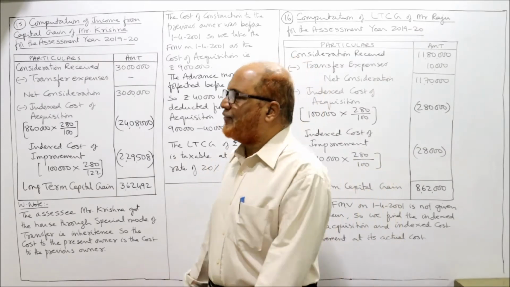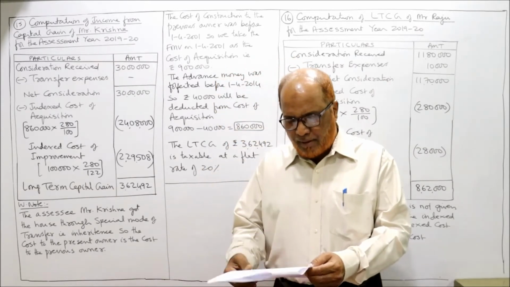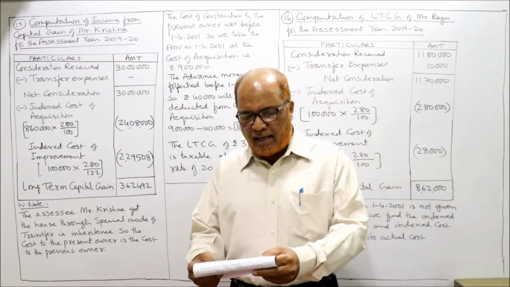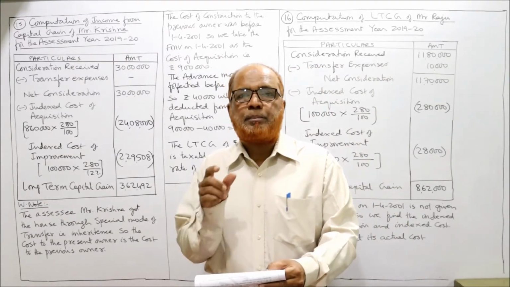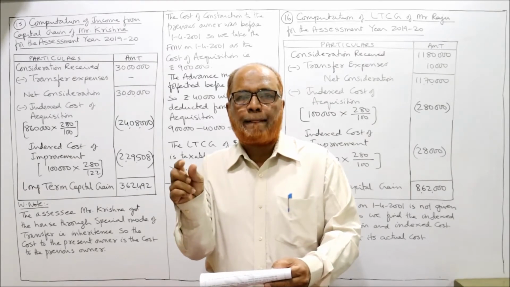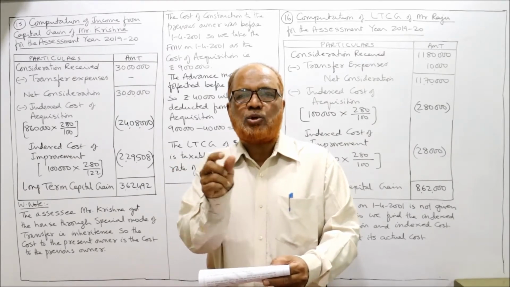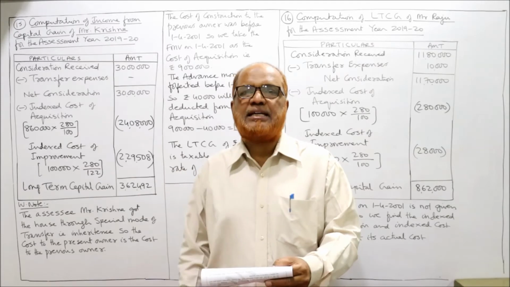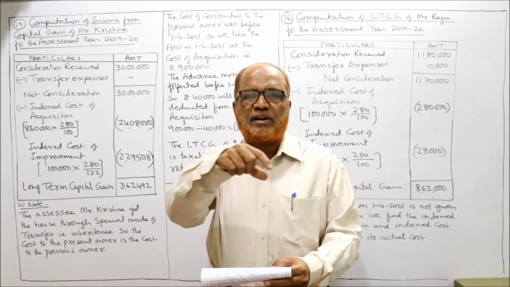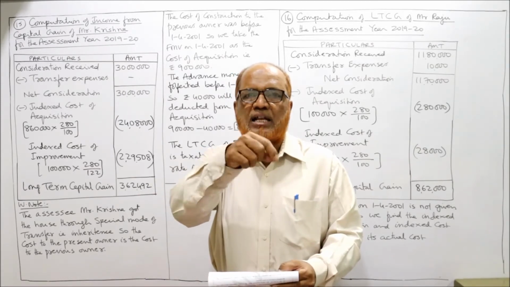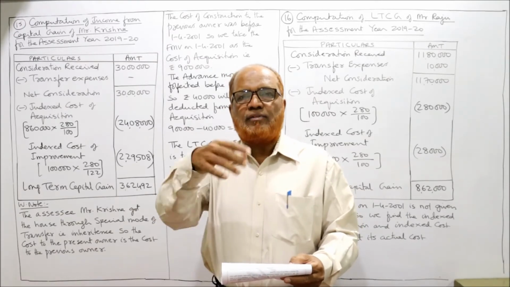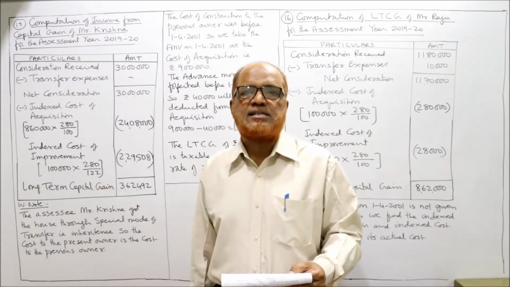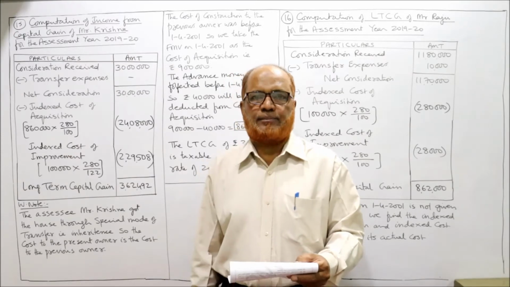Now I am reading out the 15th problem. Mr. Krishna sold a house on 1st September 2018. Our previous year is 2018-19, 1st April 2018 to 31st March 2019. During this previous year, if an asset is transferred, then the capital gain arising will be taxable in the assessment year. Assessment year is 2019-20.